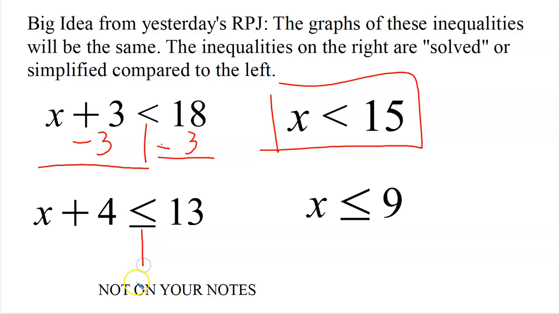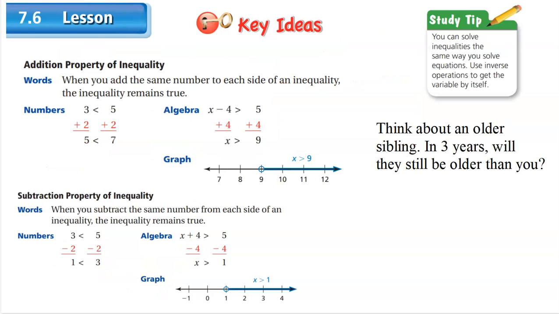Same thing with this one. This was the manatee that starts out at 4 feet and it grows to less than 13 feet. I subtract 4 from both sides, which means the manatee grows less than or equal to 9 years. That's what we're doing today. Just like solving equations, we're now going to solve inequalities.